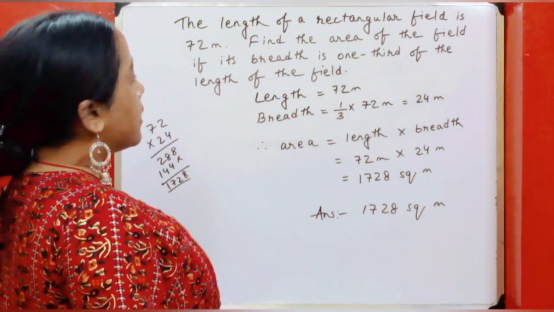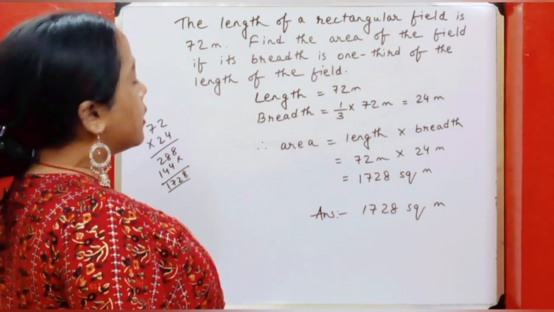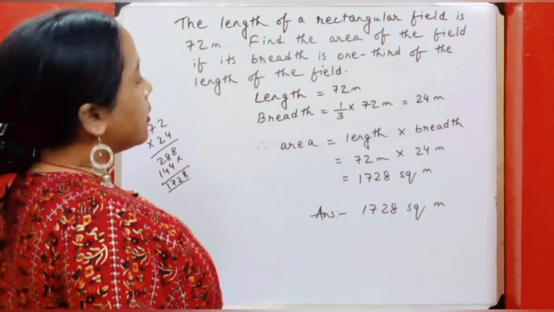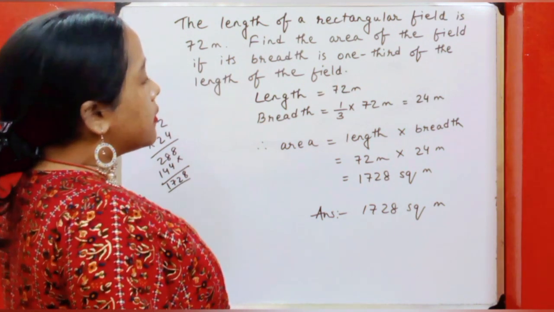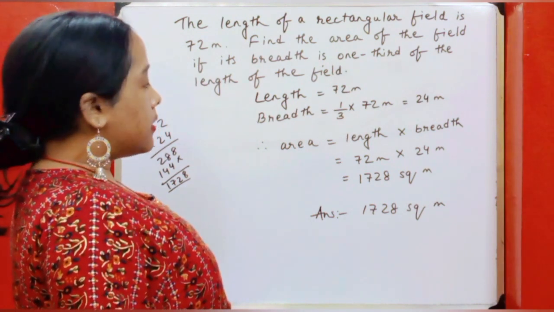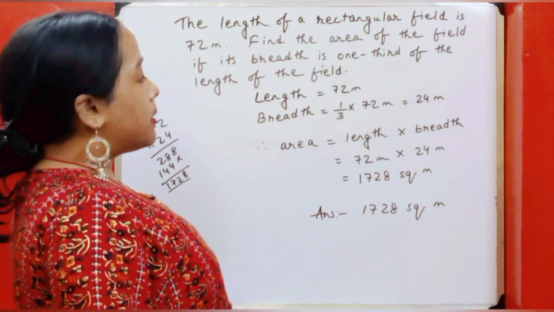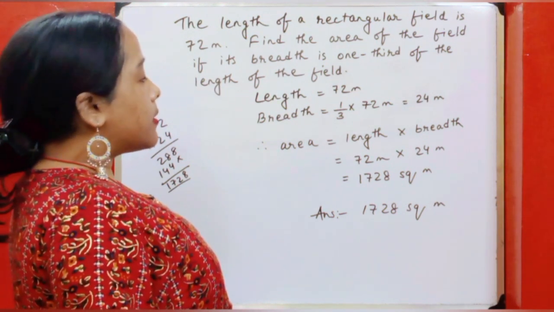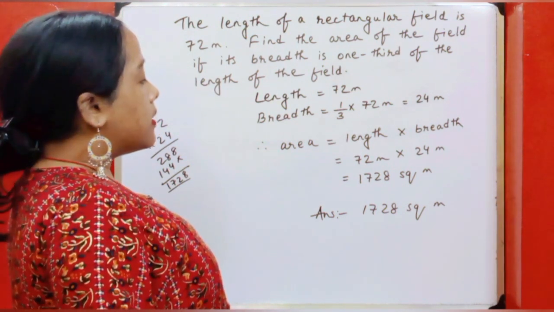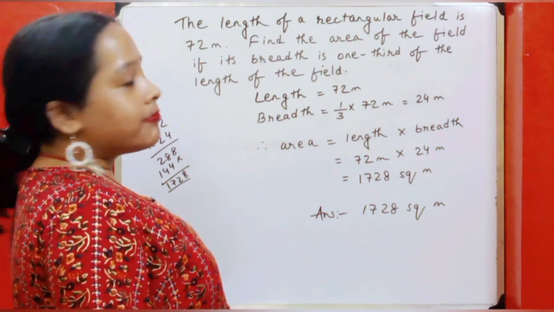The length of a rectangular field is 72 meter. Find the area of the field if its breadth is 1/3 of the length of the field. Length is equal to 72 meter. Breadth is equal to 1/3 of 72 meter is equal to 24 meter. Area is equal to length multiplied by breadth is equal to 72 meter multiplied by 24 meter. So it's 1728 square meter. Answer 1728 square meter.